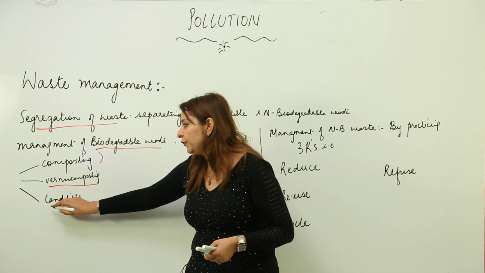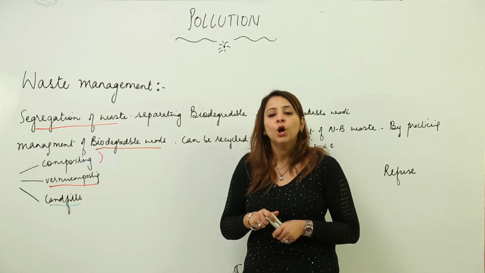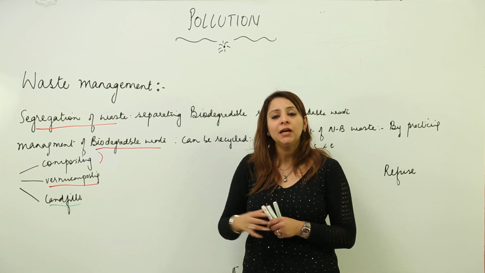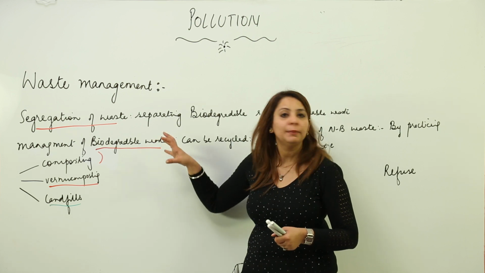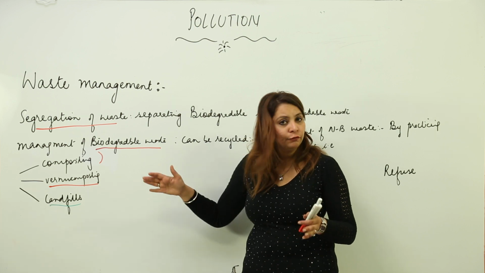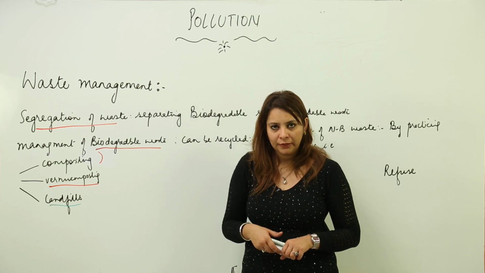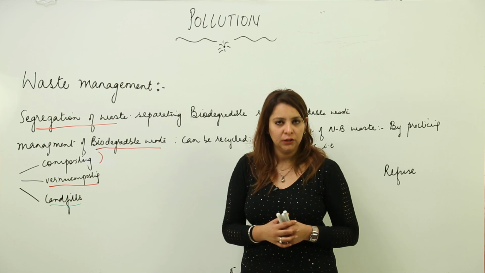Third is landfills. That means you can use the low-lying areas of the city where you dump the garbage. There you can put the biodegradable waste. When the landfill is fully filled, you can convert it into a park or something like that. So these are the three things we can do to manage biodegradable waste.